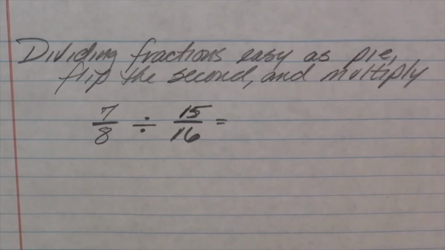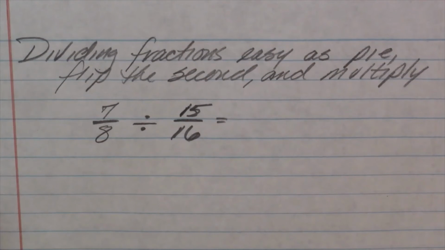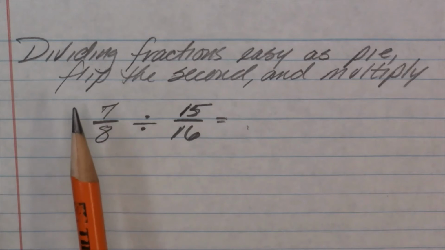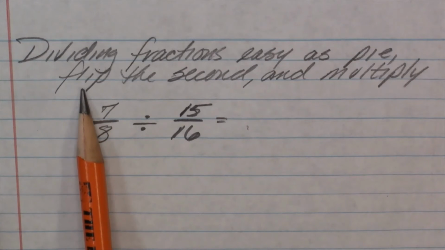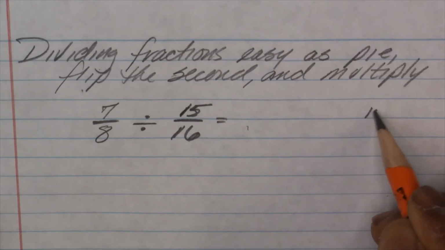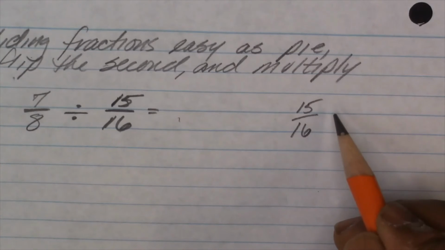All right, the last part of the fraction song says, dividing fractions easy as pie. Flip the second and multiply. And I've written out my example here. I need to tell you that the word flip means to find the reciprocal. And all a reciprocal is, is the number that a fraction has to multiply by itself to equal 1.